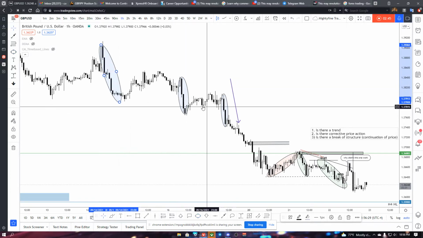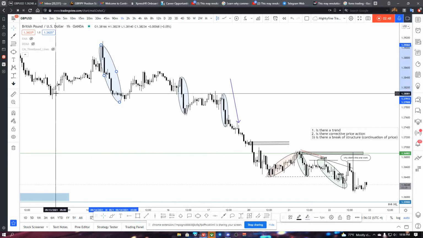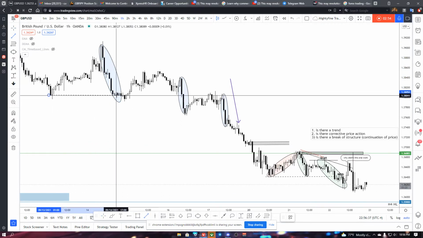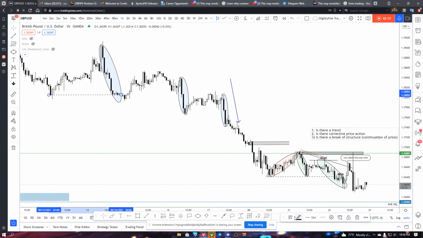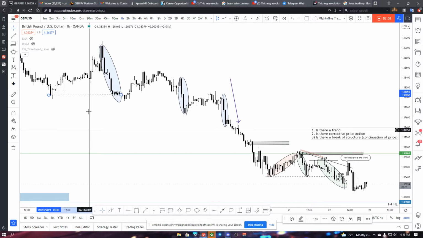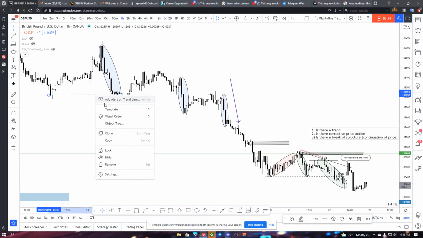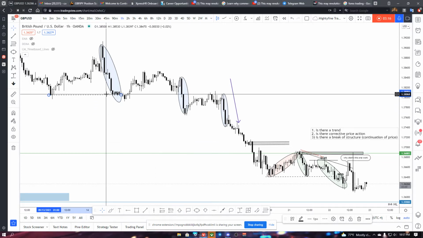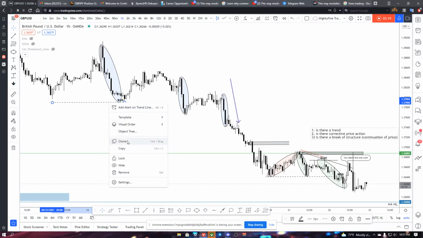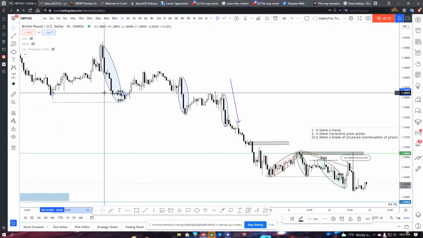Each of these swing lows has broken structure. This is just an extra confluence of how to go with the market. Where's that tool where I can copy it again? Okay, let me just right click it then. Clone, there we go. Yeah, it's kind of hard to pick up.